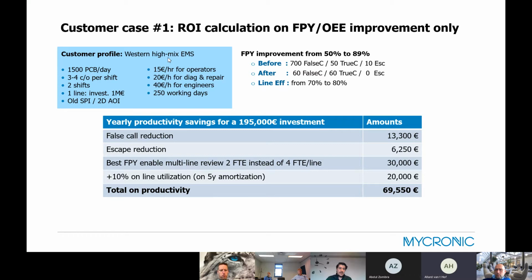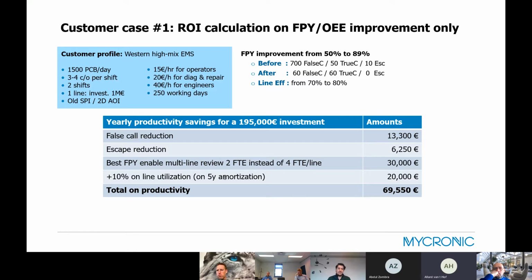Same for the escape reduction: it's 10 escapes per day. Now we are at 0, so we can calculate how much money we save. I said, okay, 2 shifts means 8 hours per day. These are 1.25 escapes per hour, times 20, because this is not done by an operator. You have to rework them or whatever. If it's found by the ICT or functional test, means 25 by 25 then, and this by 250 working days to have it per year. It's 6,250 euros per year. This is how I calculated this.